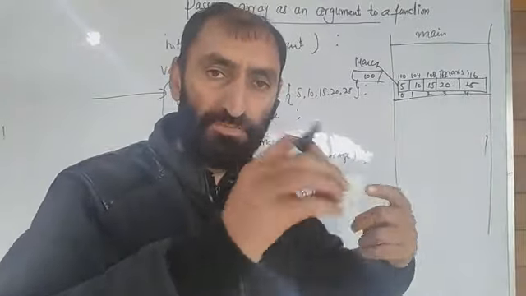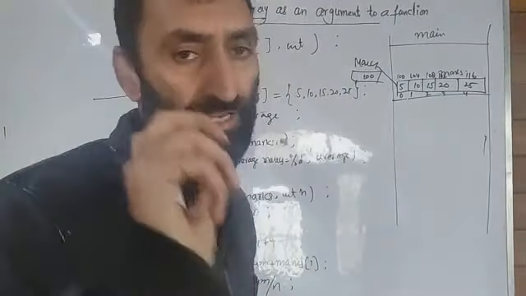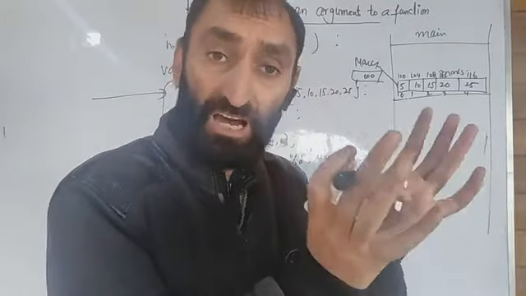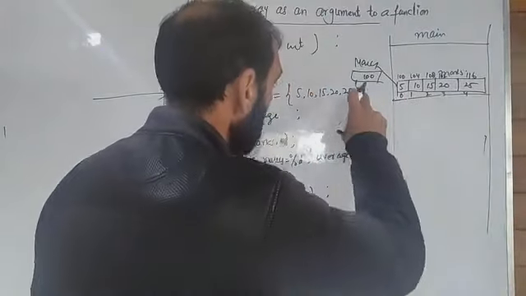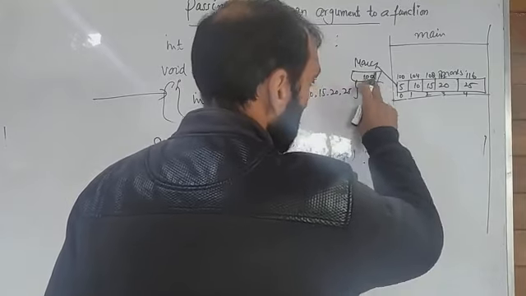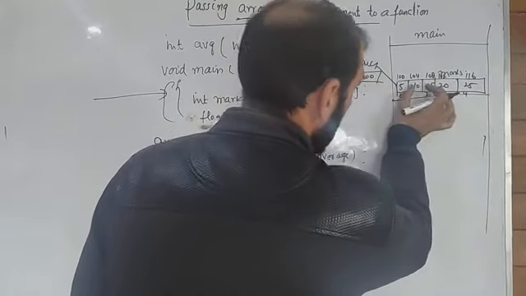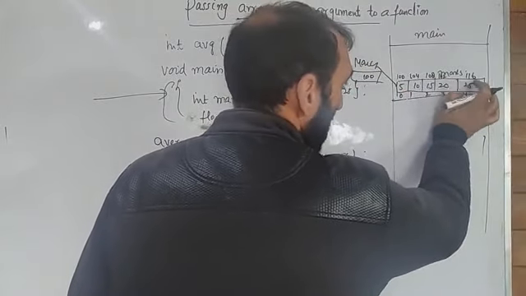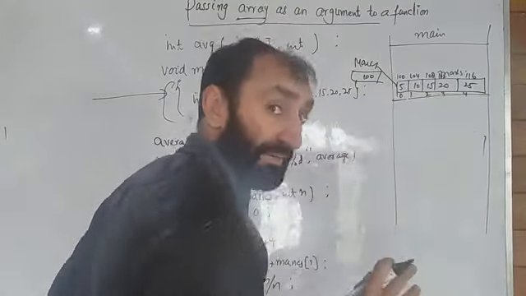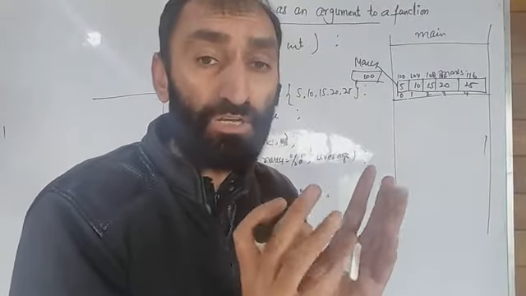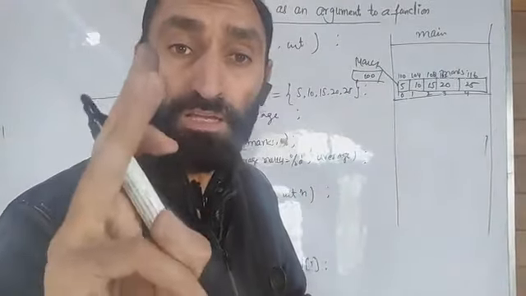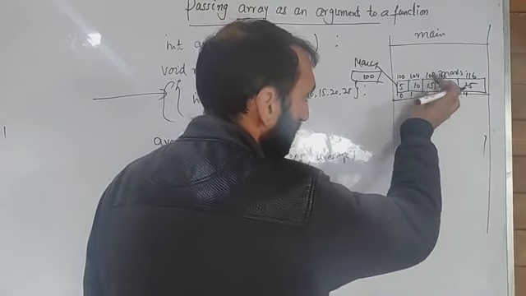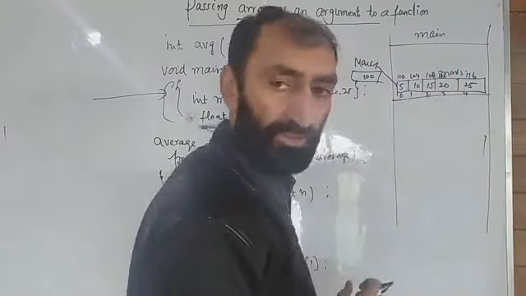We know that an array acts as an internal pointer. The array name marks is an internal pointer, that means it contains the address of the first byte. The addresses then go 100, 104, 108, because an integer takes 4 bytes of memory.